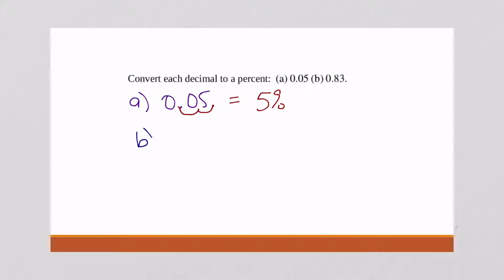On part B, 0.83. I would scoot that decimal to the right 2 places. So I would get 83%.